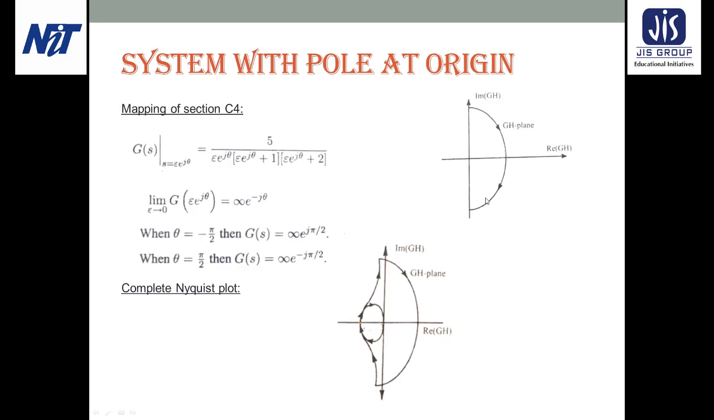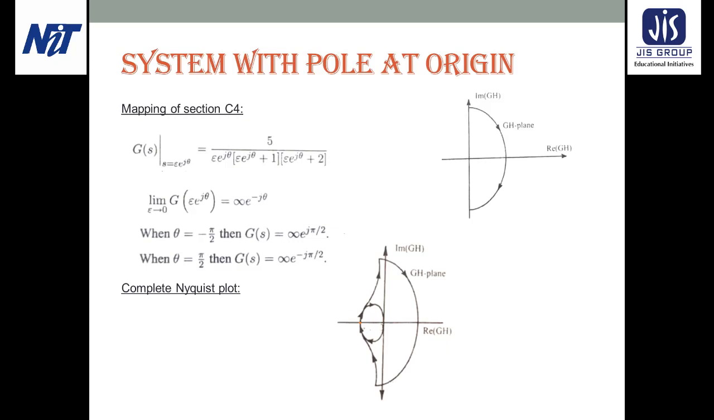Now if we add the mapping of each section, then we get the complete Nyquist plot like this. So here this one is for section 1, section 2 has been mapped into the origin with a circular arc of radius 0, the C3 section has been mapped into the mirror image of the C1 section, and finally C4 is the infinite radius semicircular arc, and theta is varying from plus 90 to minus 90. So this one is the complete Nyquist plot.